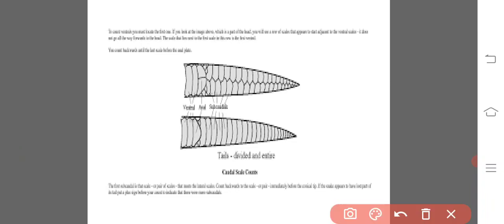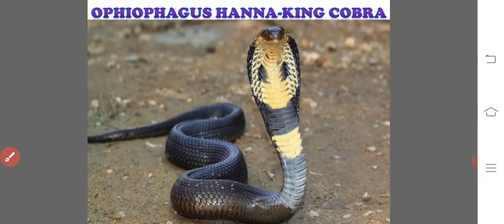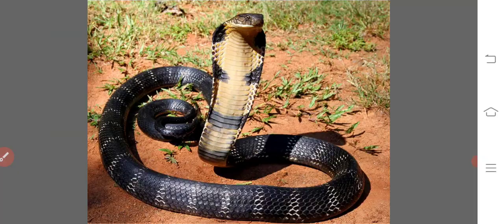Here you can see this is the caudal region. At the cloaca only 1 row. After that, all 2 rows of the subcaudals. So this is Ophiophagus hannah, otherwise the king cobra. This is a dangerous wild animal which can grow up to 12 to 15 feet in length. So these are the horizontal stripes upon the hood.